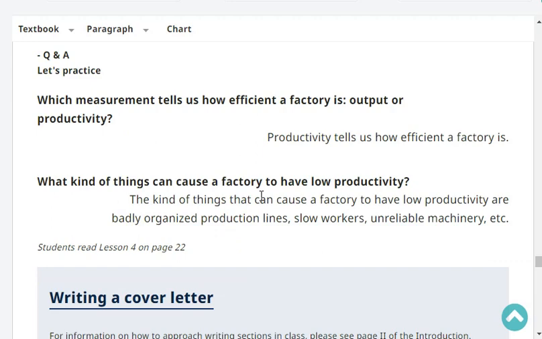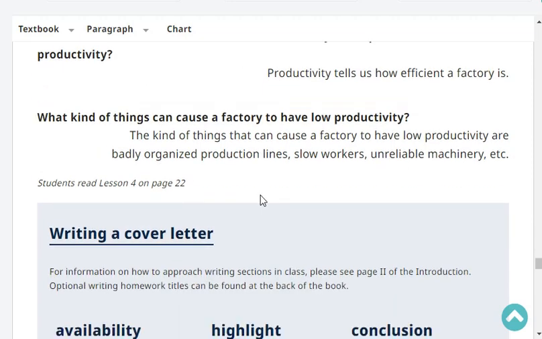Which measurement tells us how efficient a factory is? Output or productivity? Productivity tells us how efficient a factory is. Very good.